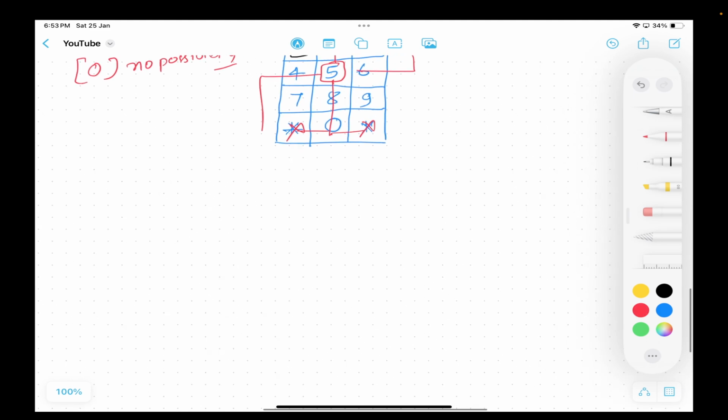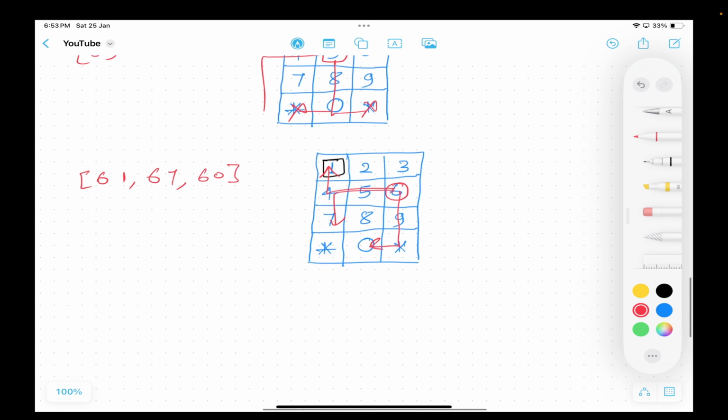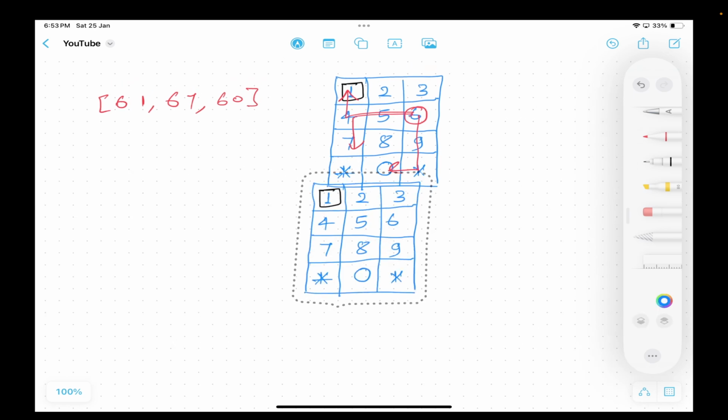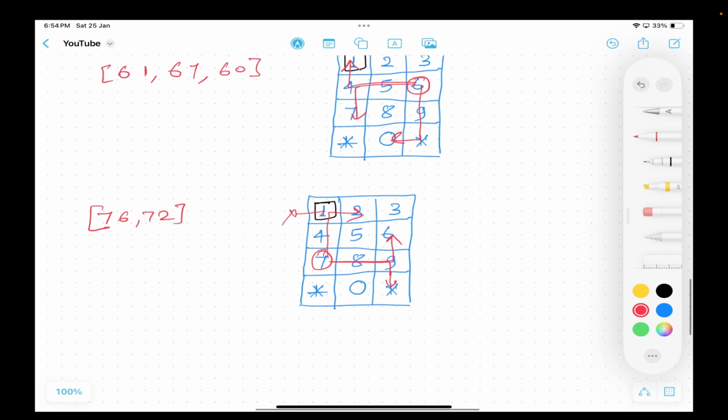Similarly, 6, this one, and also 3. With 6 we can cover 3. So 61, 67, 60. Okay. Now 7. We cannot go here. 76 and 72, we cannot go here, so from 7 we can cover 76 and 72. Now 8.